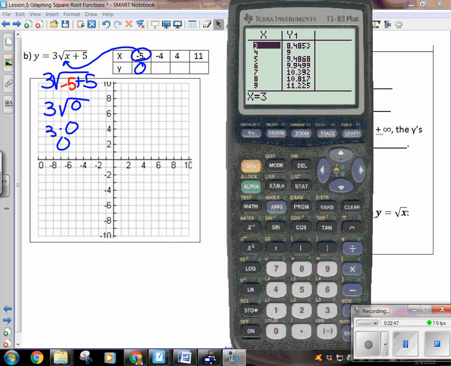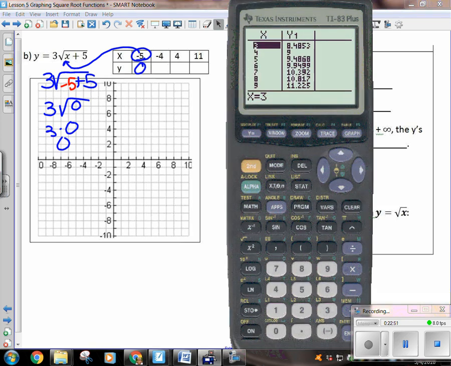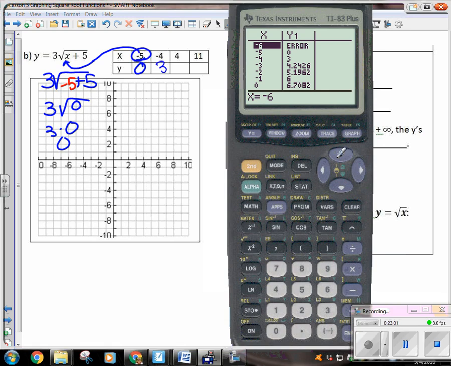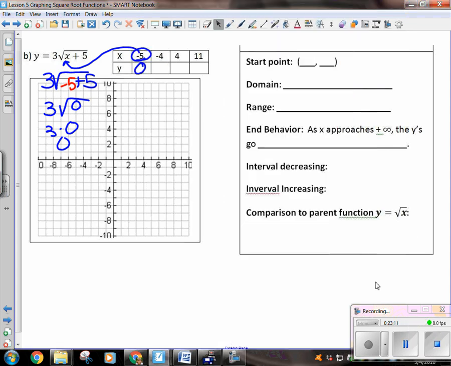Okay, now that we've plugged it into y1, we're going to look at the table and fill in our points. So -4. I need to go up to -5. Yep, -5 was 0. What's -4? 3. All right, what is +4? Anybody got it yet? 9. And what is +11? 12. Okay, give me those numbers again.